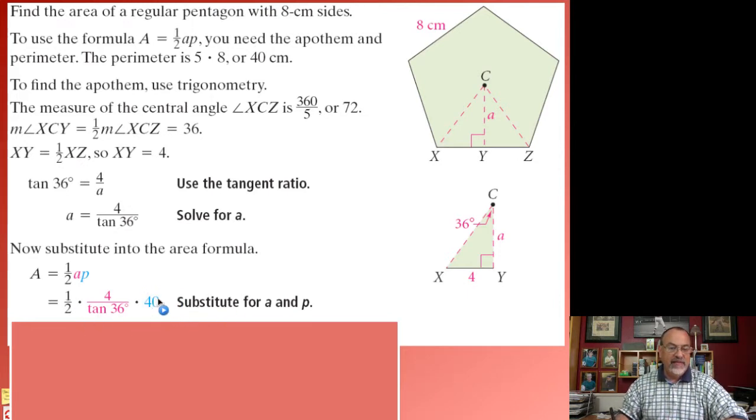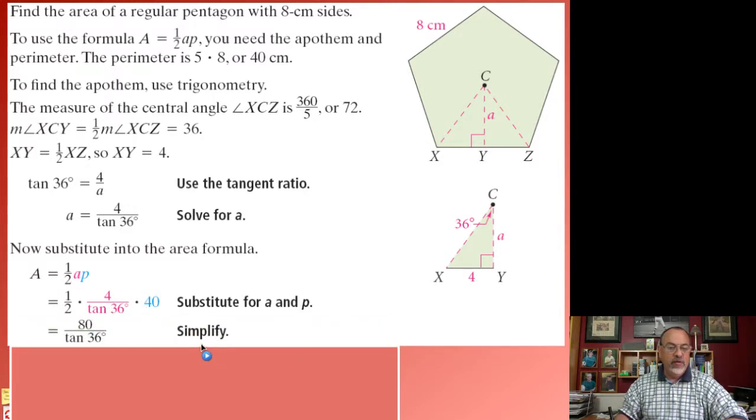So I can take half of the 40, which would be 20, and then I have a fraction times a fraction, so 20 times 4 would be 80, divided by tangent of 36. Or I could take half of the 4 and get 2 over tangent 36, then multiply that by 40. Either way, I end up with an exact answer of 80 divided by tangent of 36. So this is the area of this figure, and this is my exact answer.